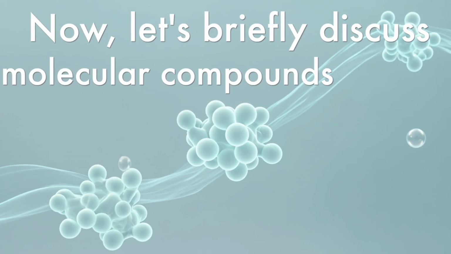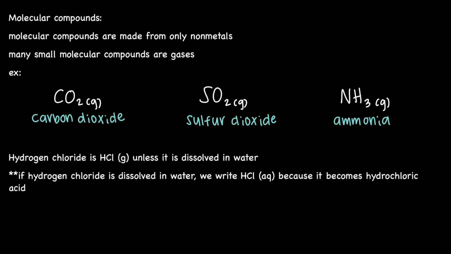Now let's briefly discuss molecular compounds. Molecular compounds are made from only nonmetals. Many small molecular compounds are gases. For example, carbon dioxide is written as CO2 gas. Sulfur dioxide is SO2 gas. Ammonia is NH3 gas. Hydrogen chloride is HCl gas unless it is dissolved in water.